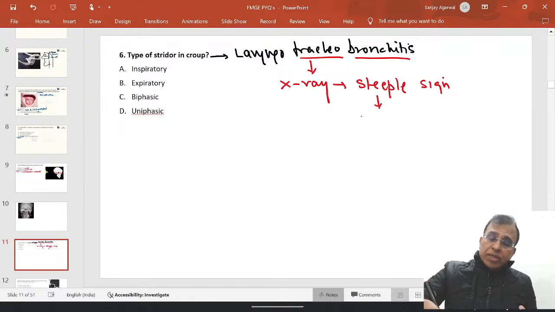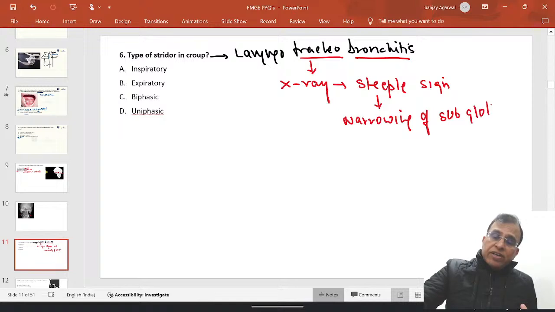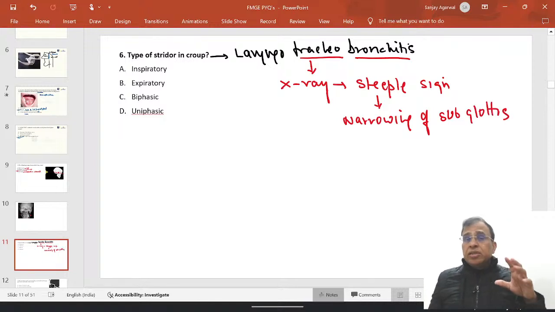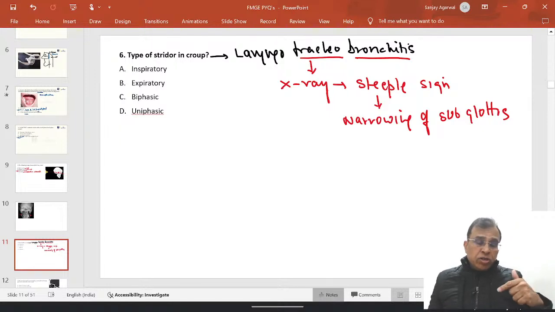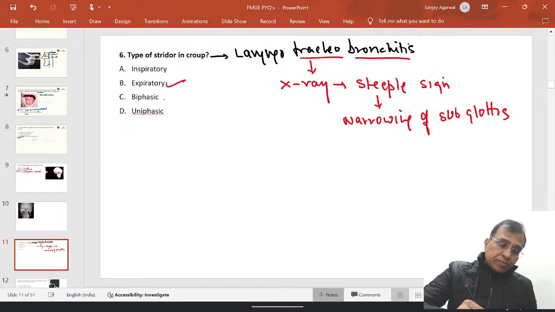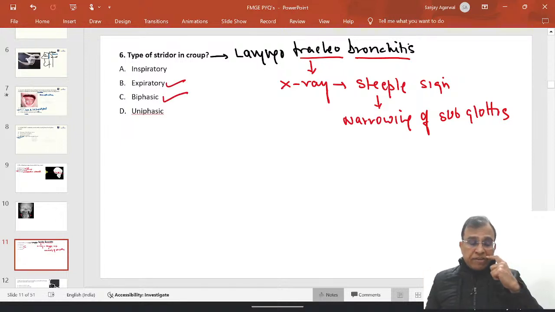Steeple sign is where there is a narrowing of the subglottis. So the subglottis becomes very, very narrow. So this is a subglottic and below-the-subglottis problem. And I told you already, if the subglottis is the problem causing stridor, what kind of stridor is it going to be? Either biphasic or expiratory stridor. So B is a correct answer and C is also a correct answer, biphasic as well as expiratory.